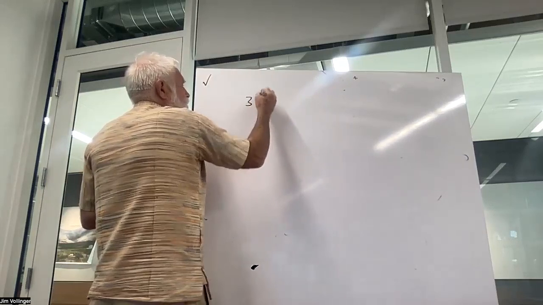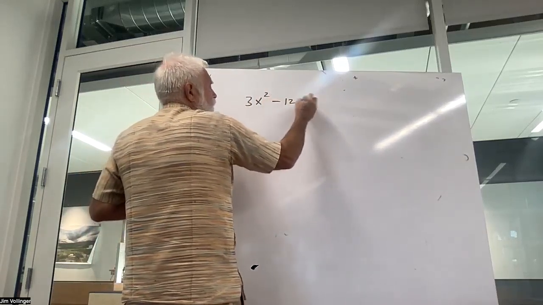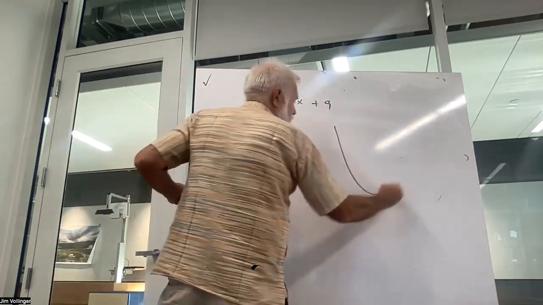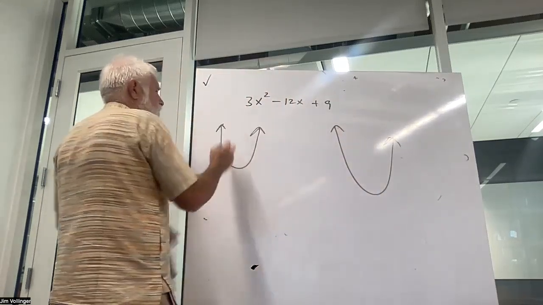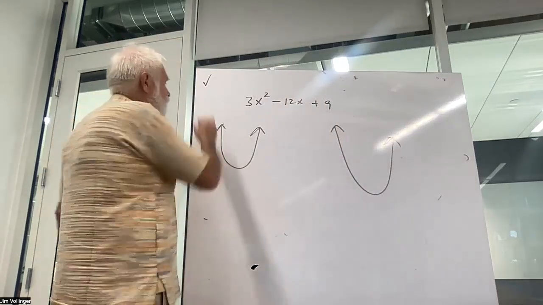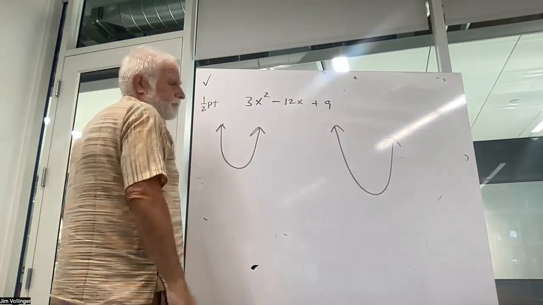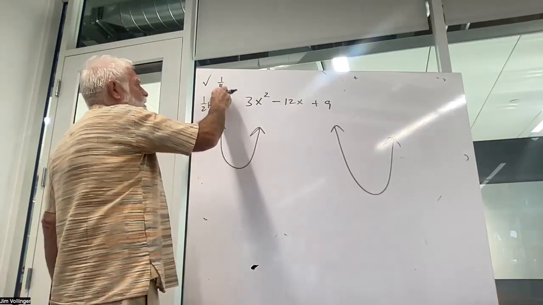Let's look at 3x squared minus 12x plus 9. Okay, I know cup shape up. So let's do that. That's step 1. If you get 2 out of the 4 parts, I can start giving you half a point. Okay, so if you got the cup shape up, that's a quarter point. I'm not going to be giving it to you, but in my mind, that's what that's worth.